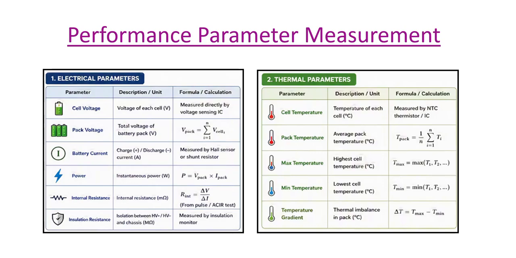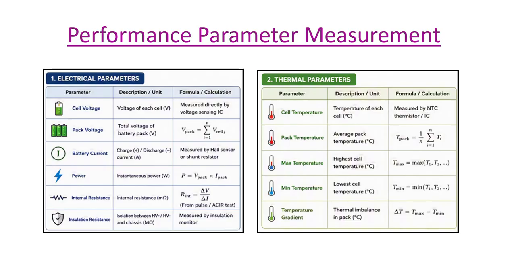Hello learners. Today let us see about the performance parameter measurement of BMS. So the first parameter is cell voltage. The BMS continuously measures the voltage of every individual battery cell using a voltage sensing integrated circuit.